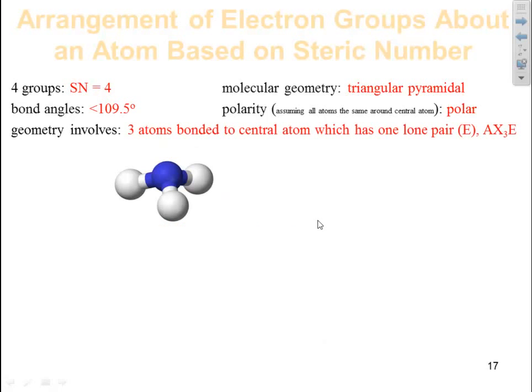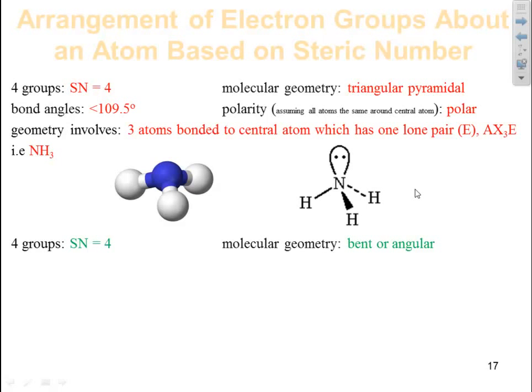Geometry involves 3 atoms bonded to the central atom, which has a lone pair. So this is an AX3E arrangement. Example, ammonia. You have your dipoles in this particular case pointing in toward that nitrogen, and you have that large one with the lone pair, so this is a very polar molecule. It has a net dipole.